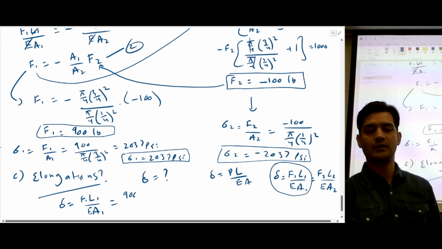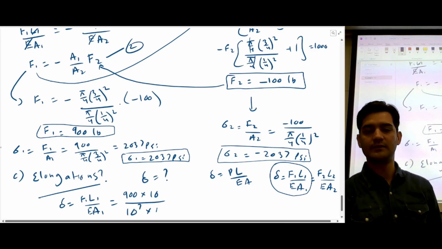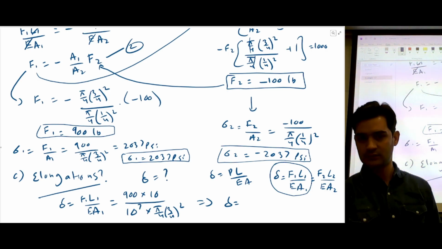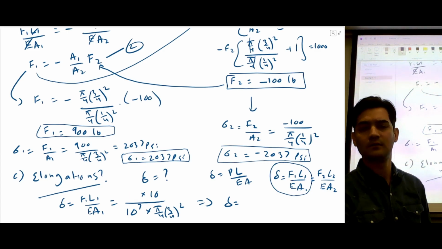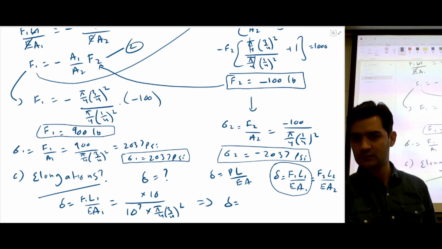Force is 900, length is 10 inches, E is 10 raised to the power 7, area is pi by 4, 3 by 4 whole square. So delta would be equal to this. I think the force is 100. F1 is, yeah, okay.